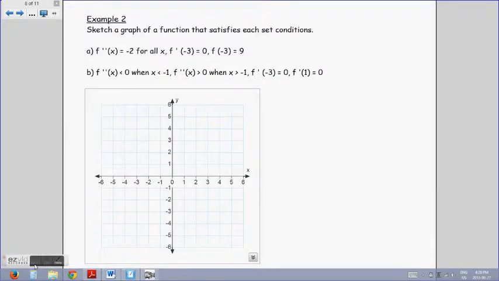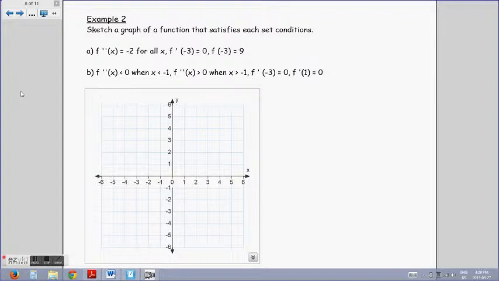Okay, so example number 2. Example number 2, we are to sketch a graph of a function that satisfies each set of conditions. So in part A, our second derivative is equal to -2 for all values of x. So the second derivative is negative, so that means that we are concaving down. The second condition says that f prime at -3 is equal to 0, so that will be our critical point, and f at -3 is equal to 9, so that's a point on the graph.